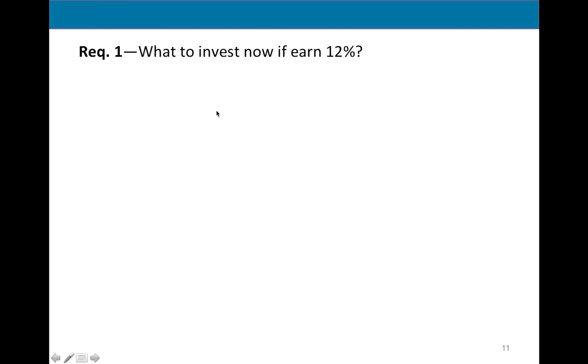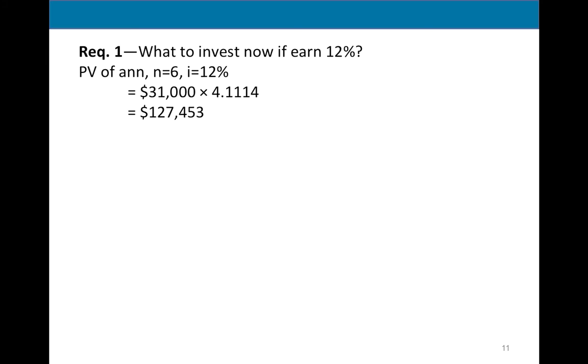If we look up in the table, 6 years, 12%, the present value of annuity factor is 4.114. That's what you find in the table. She wants $31,000 every year. So today she has to invest $127,453.